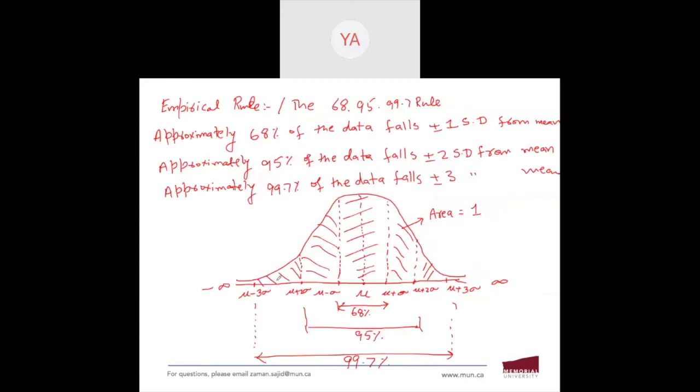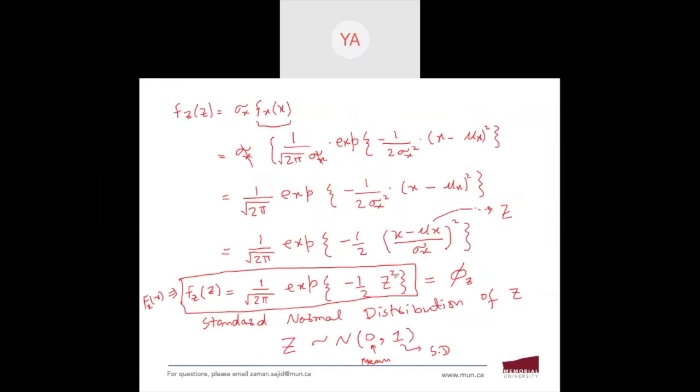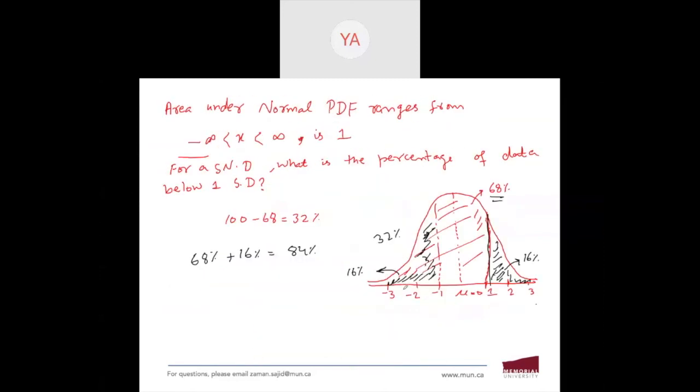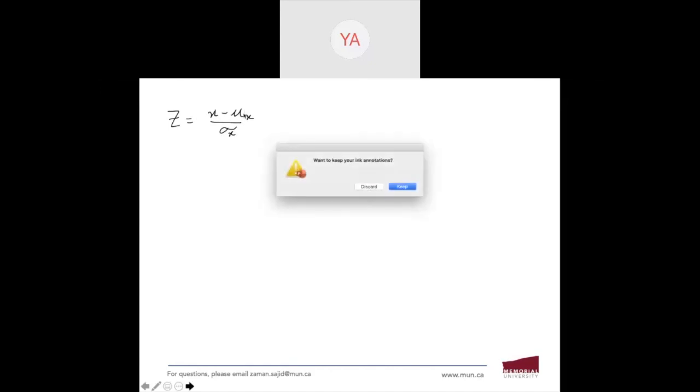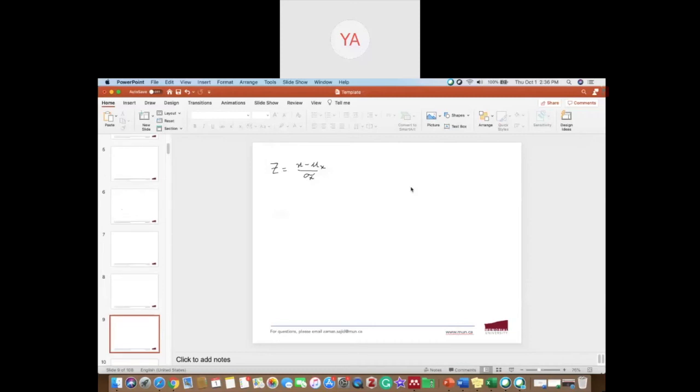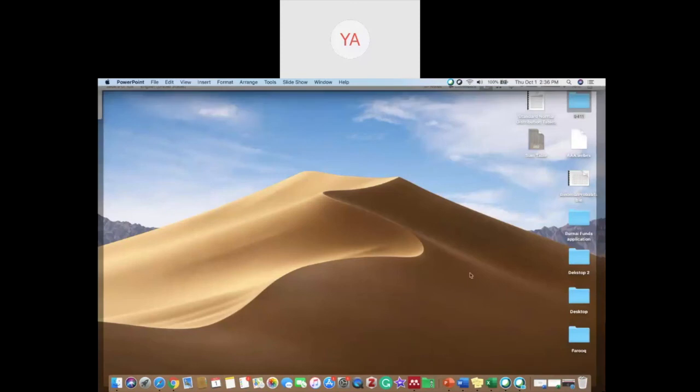If I take you back here, how do you find out these probabilities? We have some tables available. Before I go into that table, let me write down here. This is what we have defined so far. X minus mu over sigma. This is the x variable. Now I'm going to show you how we find the probability of this normal distribution.